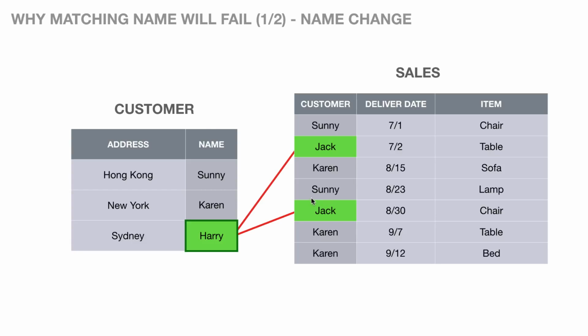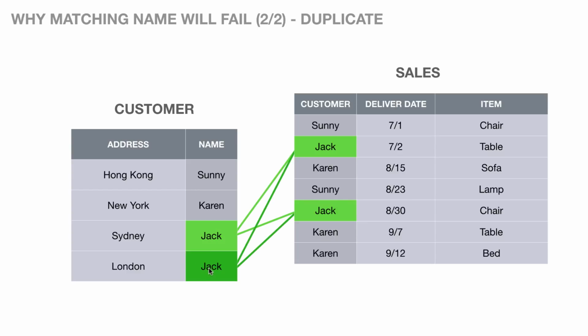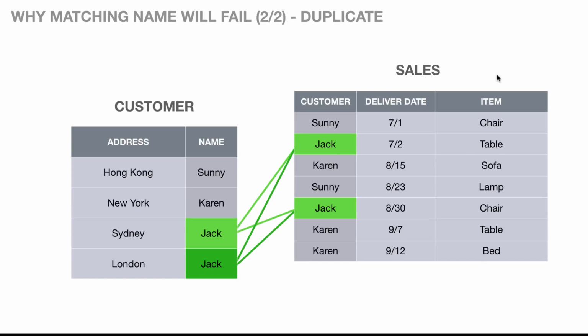And the second problem is, even if Jack from Sydney decides to change his name back, what happens if there's another Jack being entered into the system? So let's say there's another customer called Jack, and Jack from London is also in the system as well. The computer will now not be able to distinguish between the two, and there will be an erroneous relationship created. So Jack from London will be thought by the computer to have bought a chair and a table, when in fact it's not true. So those are the two main problems with using name as a matching field.